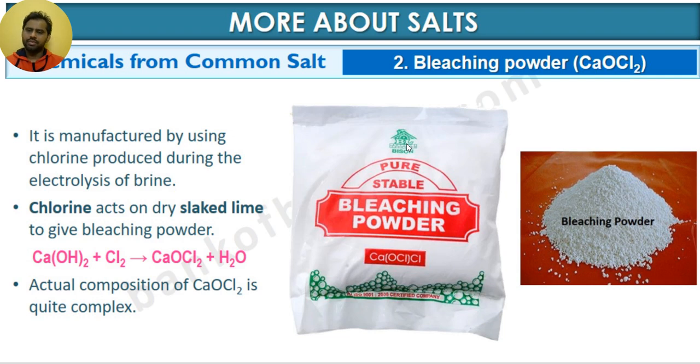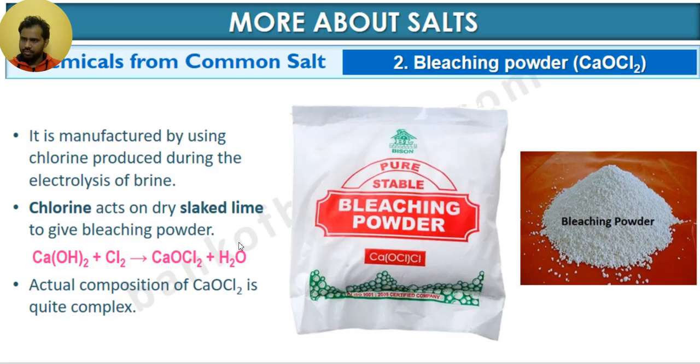It is manufactured using chlorine produced during the electrolysis of brine. Previously, we have seen aqueous NaCl with current passed through it. That is the brine. While doing the electrolysis, we get hydrogen H2, Cl2 and NaOH. That chlorine is used for making bleaching powder. Chlorine acts on dry slaked lime to give bleaching powder. Chlorine reacts with dry slaked lime, Ca(OH)2, and we get CaOCl2 plus H2O. This is the bleaching powder.